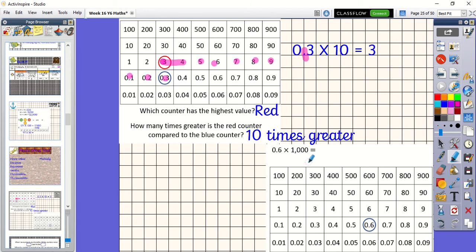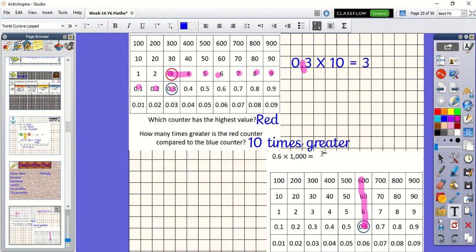So let's have a look at this question here. 0.6 times 1,000. So if we start off here at 0.6, we know already from the question that we've just done, if we jump up on the chart, that is multiplying by 10. So if we go 0.6 times 10, that's 6. But 0.6 times 100 is 60. And then 0.6 times 1,000 is 600. So our answer is 600.